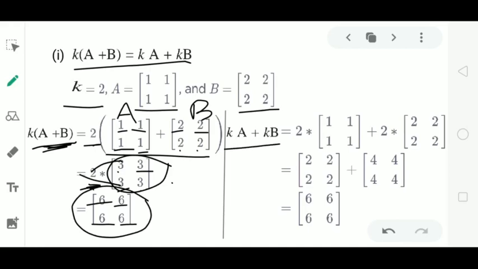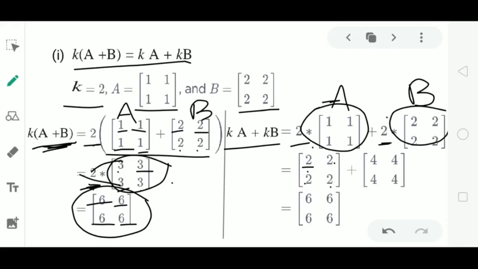Now consider the RHS. KA plus KB. K is 2 into matrix A plus 2 into matrix B. We first multiply scalar 2 to each element of matrix A, which gives us 2, 2, 2, 2. Next, in the second term, we multiply scalar 2 to each element of matrix B, which gives us 4, 4, 4, 4. Now, the sum of these two matrices, 2 plus 4 is 6, in every position.